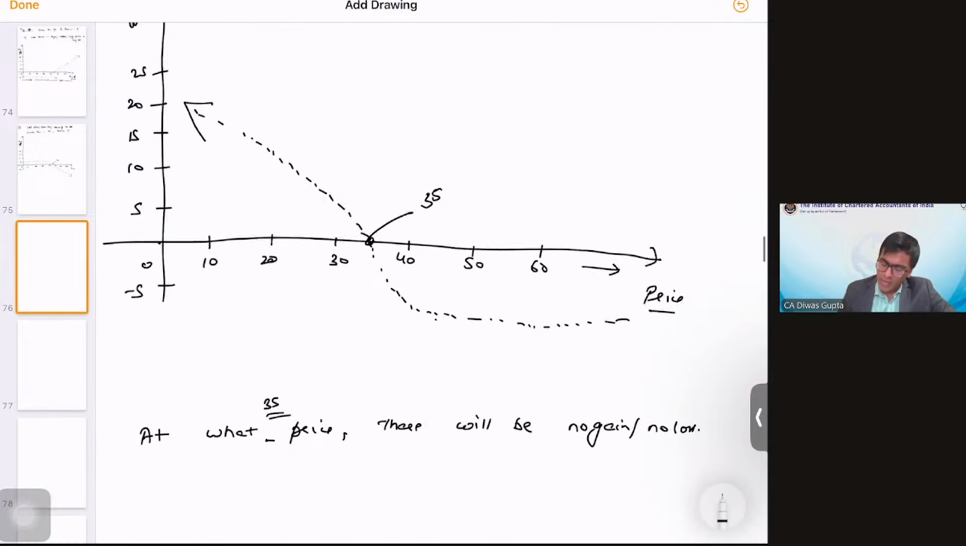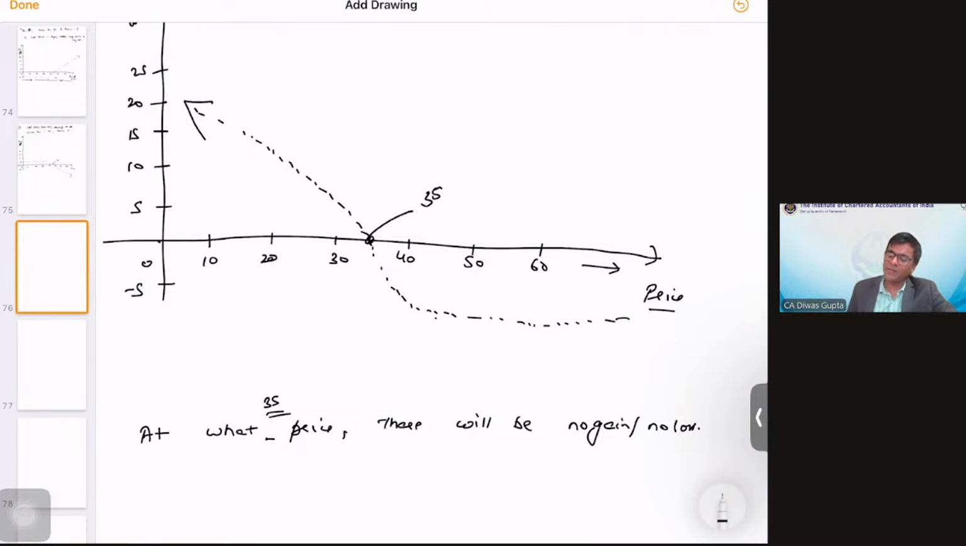Correct? So at 35 rupees, there will be no gain, no loss, because at 35, what will be the net payout? 40 minus 35, which is 5 rupees. And there is a 5 rupees premium that Mr. A has already paid. So that means there is no gain, no loss at 35. But as the prices come below 35, there will be a further gain to Mr. A. Yes, Aminathan, you're right.